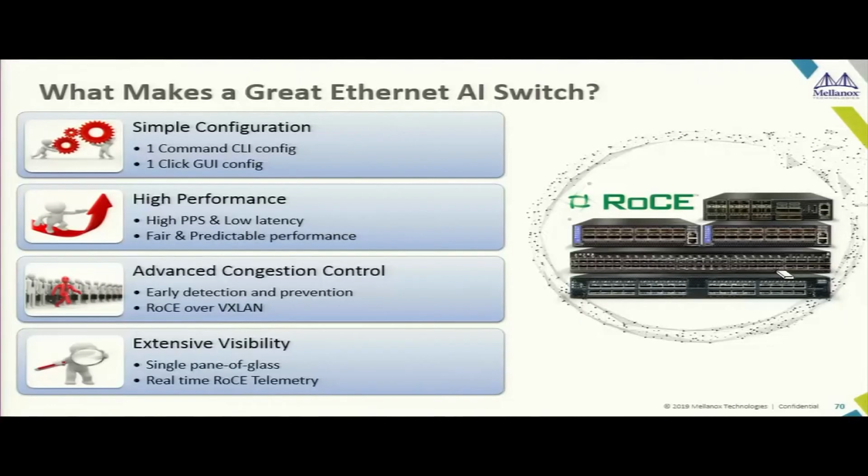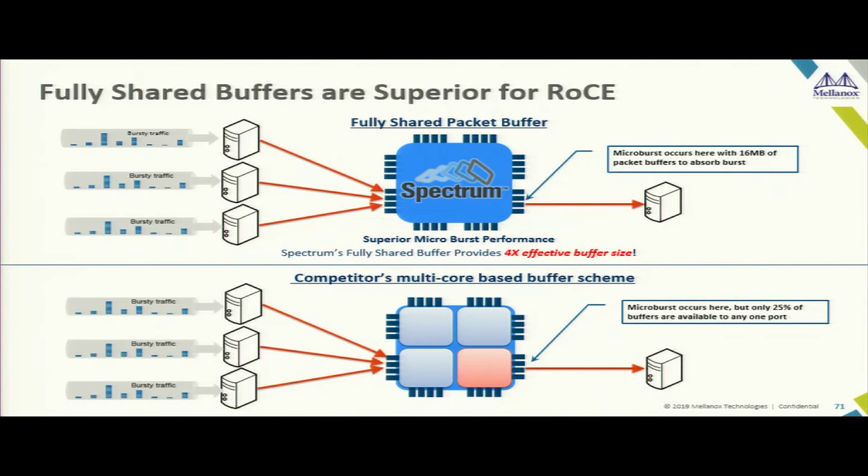Basically, RDMA can work on Ethernet. You do need some neat functionalities or features from the switches. I'll just talk about one of those features, and then we can close and maybe do some question answers as well. One is that the buffer architecture of your silicon should be fully shared.